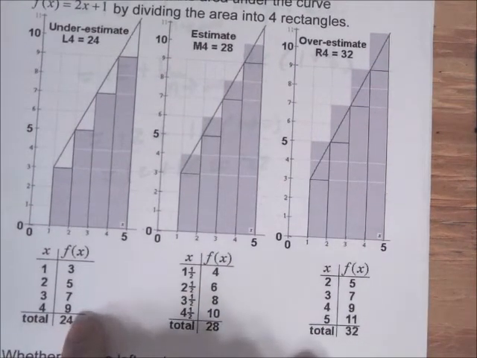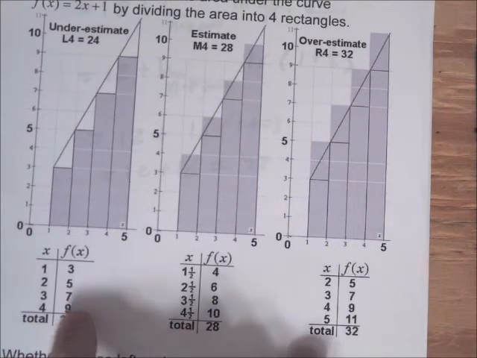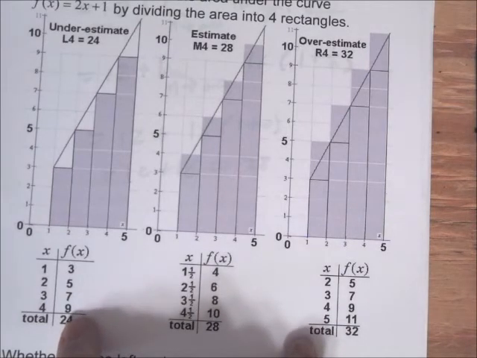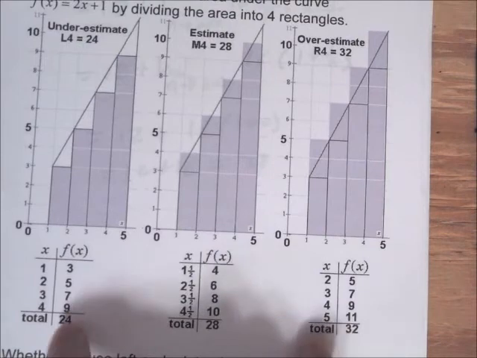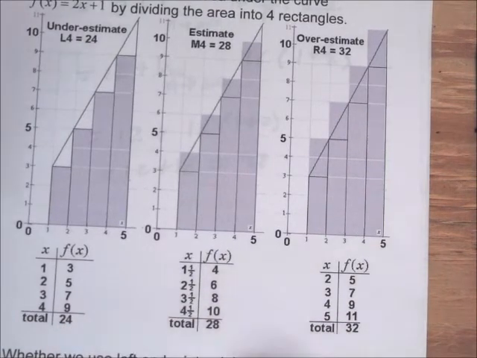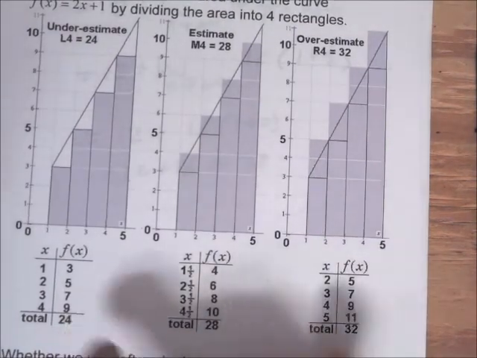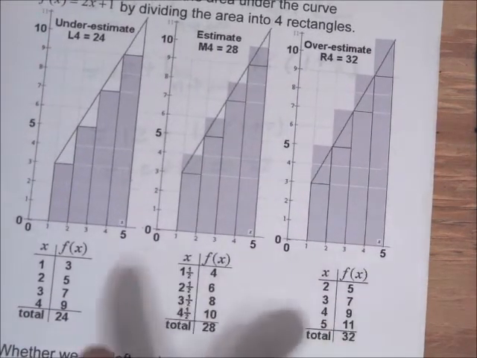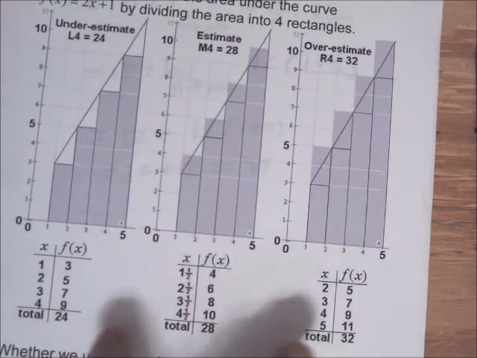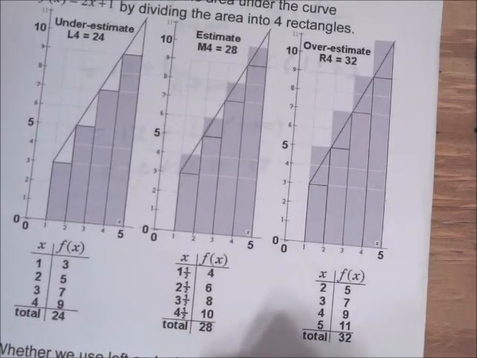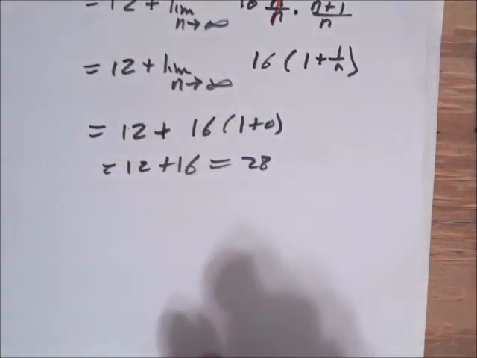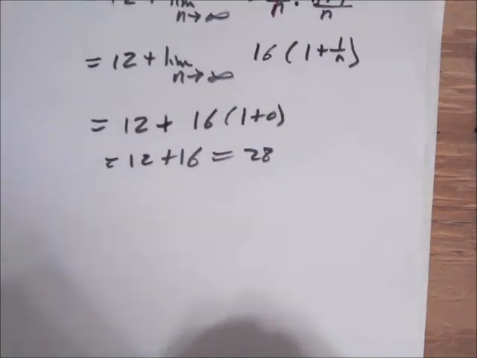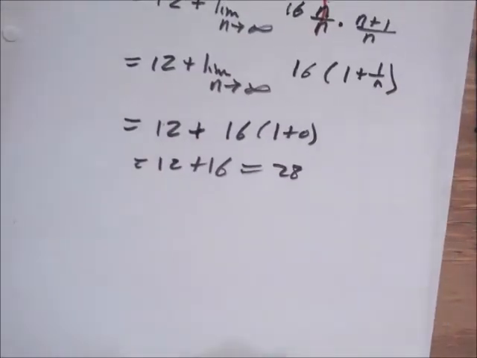But we can see that our overestimate was 32, our underestimate was 24. So this is consistent with what we did before. And as we increase the number of rectangles, the underestimate and the overestimate should get closer and closer together. But anyway, when we take the limit, here we got 28. Okay.